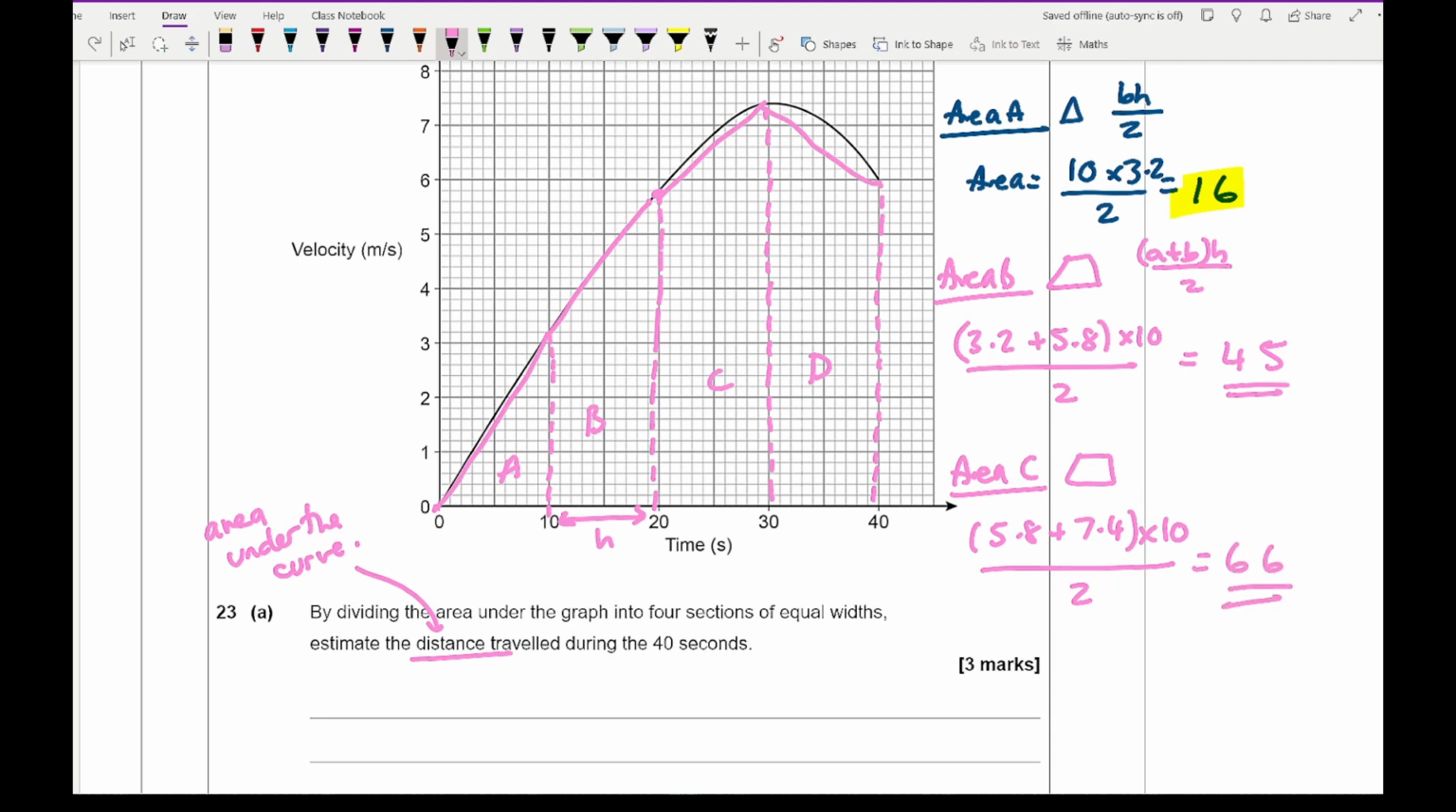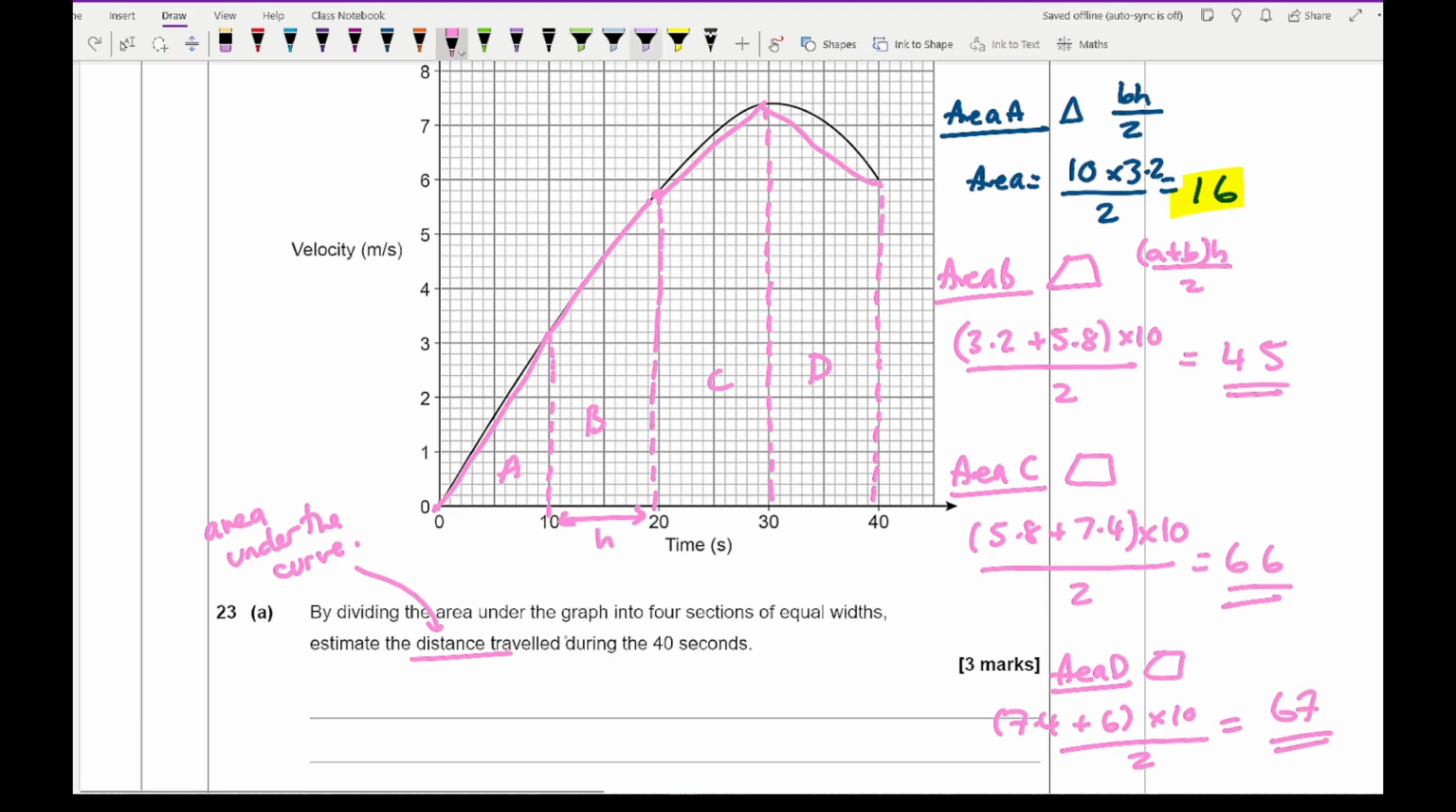And then finally area D, which is also a trapezium, and that's got a value, or the first parallel side, of 7.4, a B value of, I make that to be 6, times 10 divided by 2, and that comes up to a value of 67.